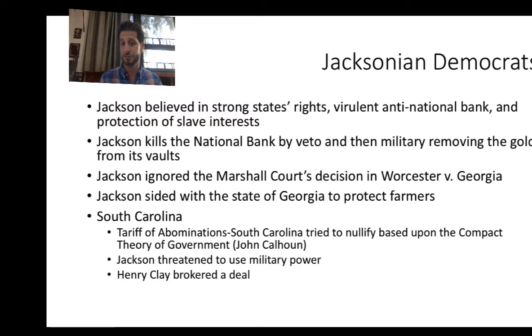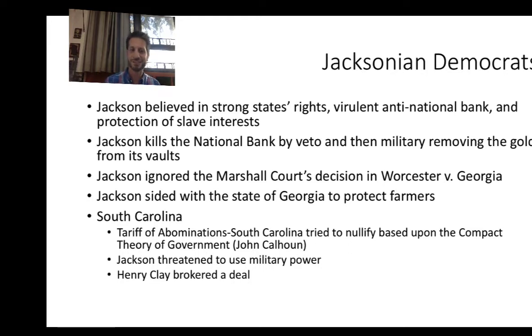This is a theory, okay? And to be quite honest, today in our country, we don't agree with this theory because this would allow states to basically destroy federalism because they could just nullify anything they don't agree with. Jackson, you would think, would support nullification. He's a strong supporter of states' rights, but he doesn't. Jackson actually threatened South Carolina with military power. The only thing that stopped this was Henry Clay going in and brokering a deal with South Carolina.